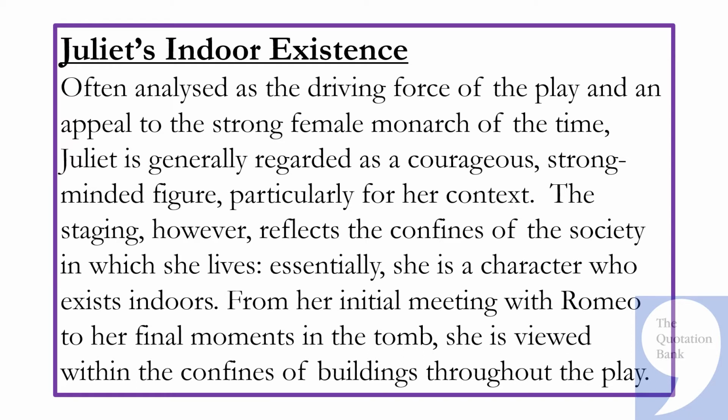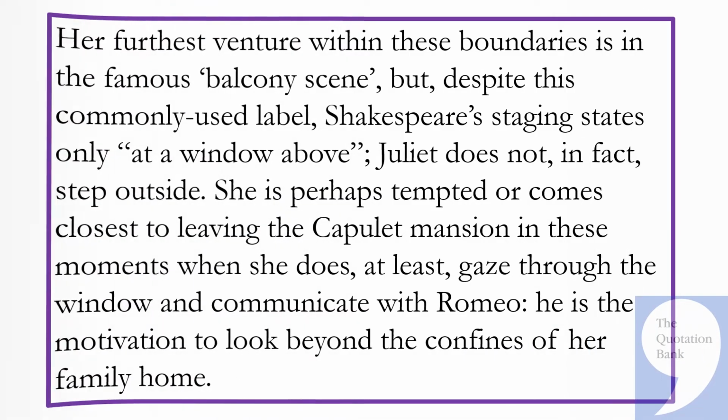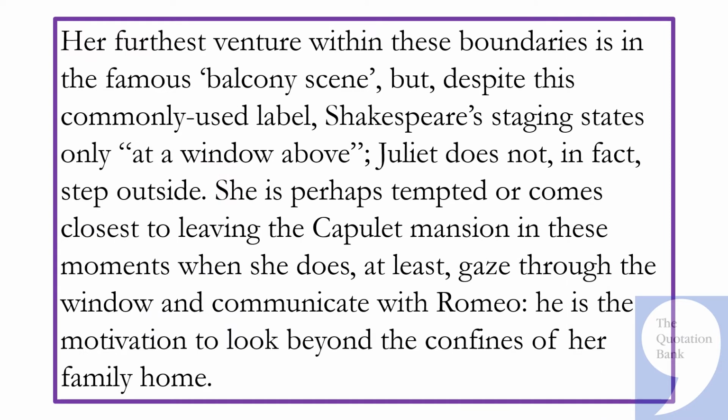Often analysed as the driving force of the play, and an appeal to the strong female monarch of the time, Juliet is generally regarded as a courageous, strong-minded figure, particularly for her context. The staging, however, reflects the confines of the society in which she lives. Essentially, she is a character who exists indoors. From her initial meeting with Romeo to her final moments in the tomb, she is viewed within the confines of buildings throughout the play. Her furthest venture within these boundaries is in the famous balcony scene.